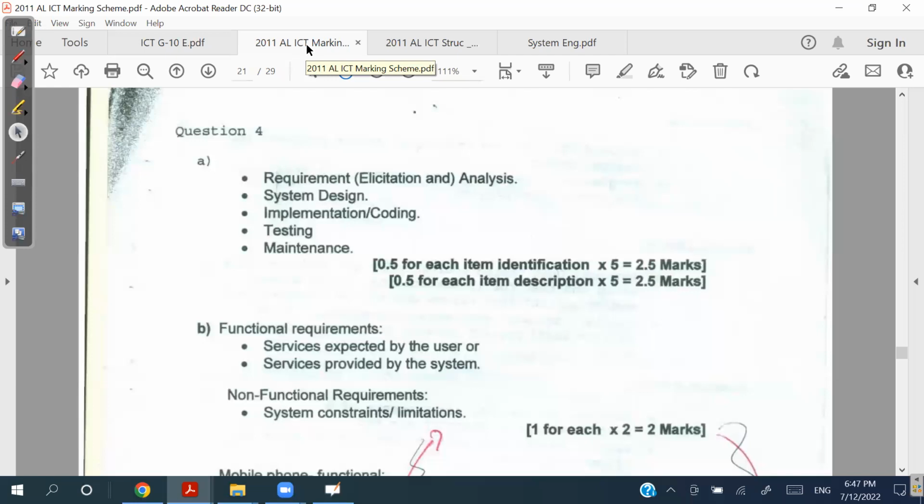Right. So the marks given here are 0.5 for each item identification, so 2.5 marks, and again 0.5 for each item description, so again 2.5, making 5 marks for part A. Right. If you have any doubts regarding what you have written, just send me a WhatsApp image, people, so I can go through it and see how things are going.